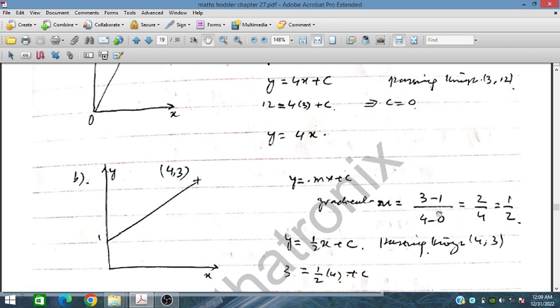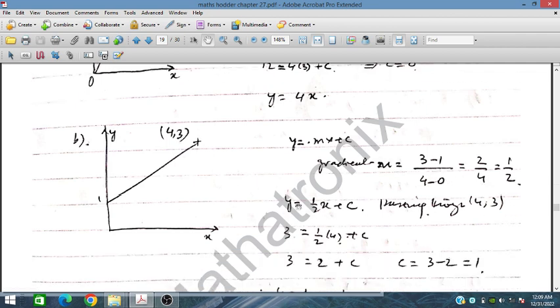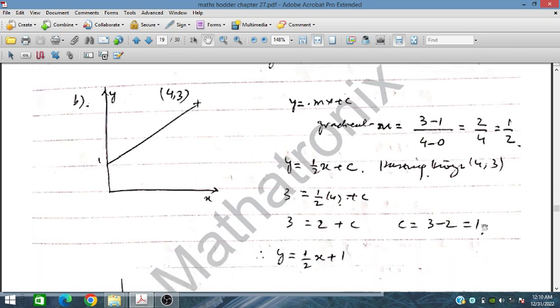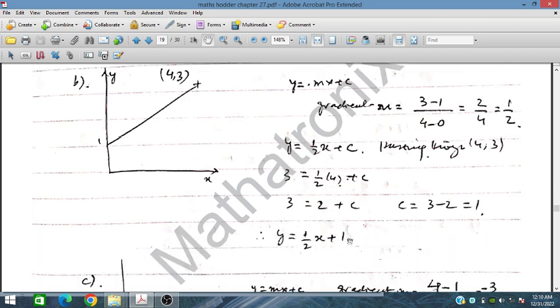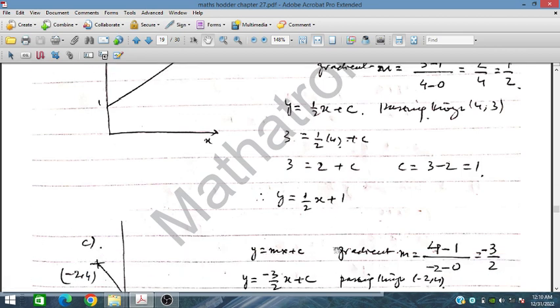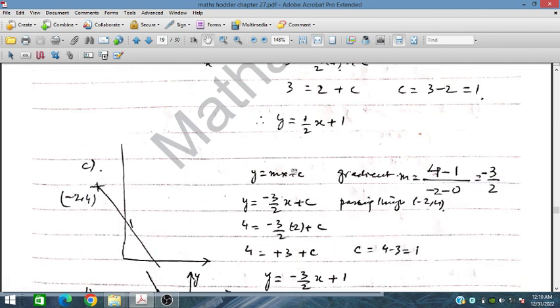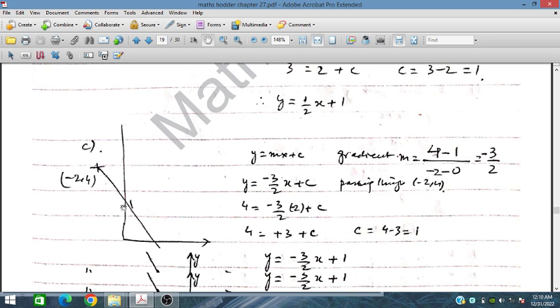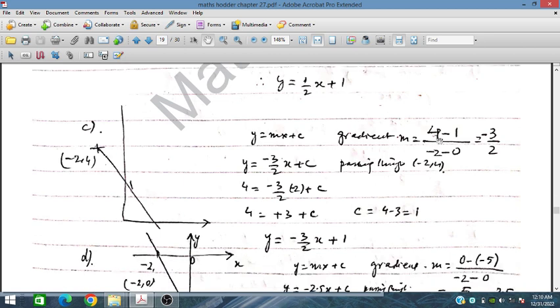So for this 4 comma 3, and this is 0 comma 1, so the gradient is basically 3 minus 1 over 4 minus 0, and this is 1 upon 2, so y is equal to half x plus c, and passing through this 4, 3, we'll obtain this c is equal to 1, so y is equal to half x plus 1.